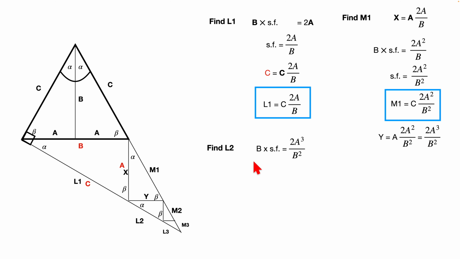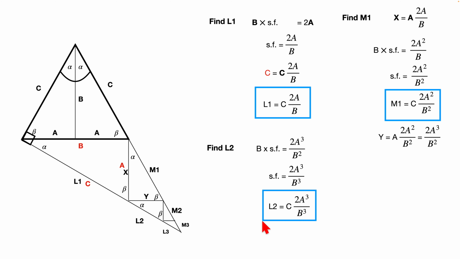So B times the scale factor that relates these triangles to this triangle gives you the length of Y, 2A cubed over B squared. So the new scale factor that maps the original triangle to this little one is 2A cubed over B cubed. We've just divided by B cubed. So now L2 is going to be equal to C, the original hypotenuse, times this scale factor, 2A cubed over B cubed.